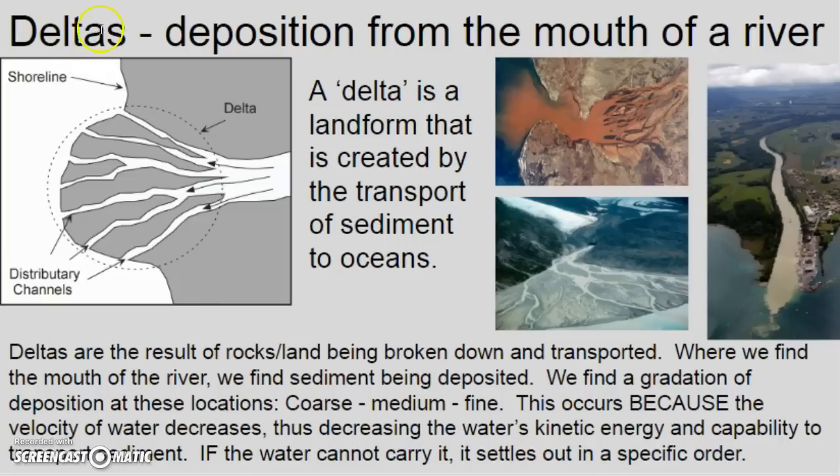We have to look at what a delta is. A delta is where we find deposition from the mouth of a river. A delta is a landform that is created by the transport of sediment to oceans. And we see that water is flowing from right to left here. And we create this landform. This is the delta. It's contained here. All of this was sediment that's been transported through this body of water, through this river here.